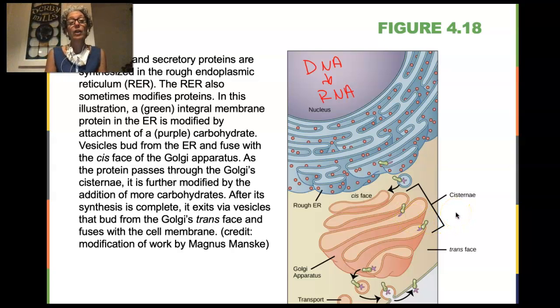If it's a glycoprotein, it may have carbohydrates added to it. If it's a lipoprotein, it might get lipids added to it, and then it will be released from the trans face of the Golgi, again in a pinched off piece of the membrane that can fuse to the cell membrane and release that protein, or that membrane encircled protein can be transported elsewhere in the cell to have its final function.